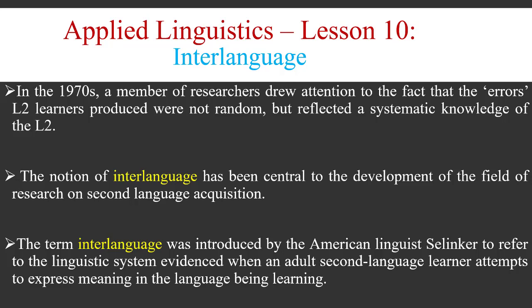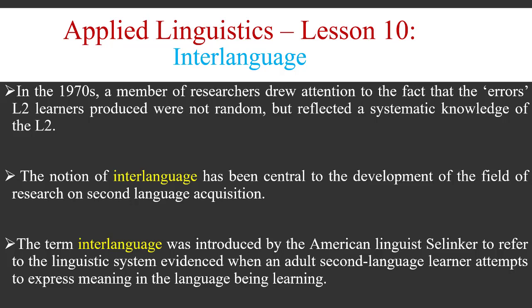So this interlanguage was introduced by Selinker to account for the linguistic system evidenced when an adult learns a second language and attempts to express meaning in the language being learned. They make some errors, some mistakes. This is what is called interlanguage. It's not fully the language that you are learning. It's not fully your second language, and it's not your mother tongue.